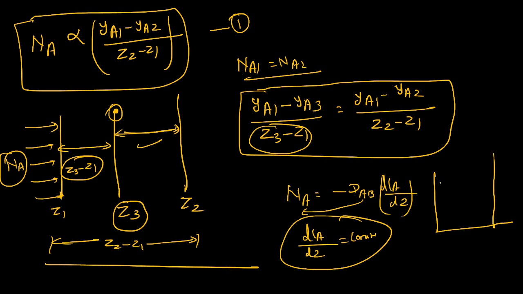So it should be something like this: CA1, CA2, and here Z1 and Z2. This kind of profile you will see right here. The slope dCA by dZ will be constant completely. So this is what I am trying to convey in this lecture, how the profile looks. So let us try to understand, I am deriving the concentration profile for this particular case.